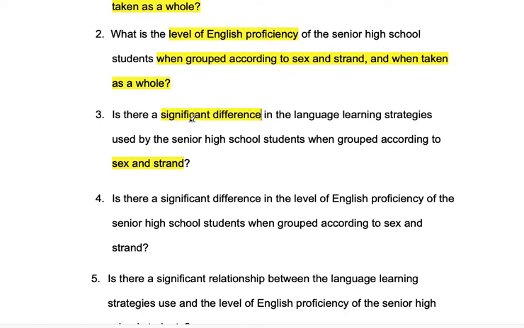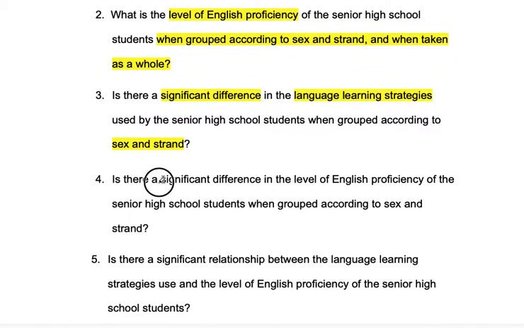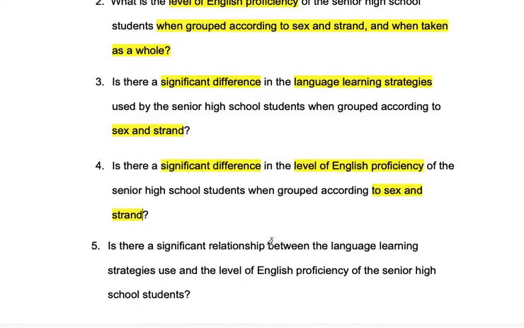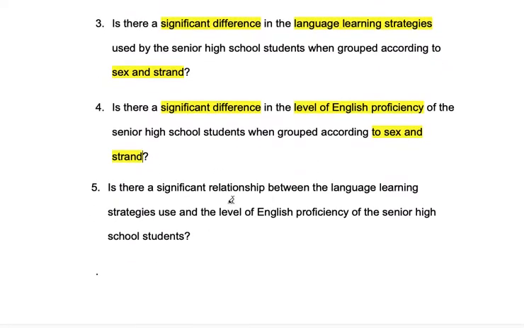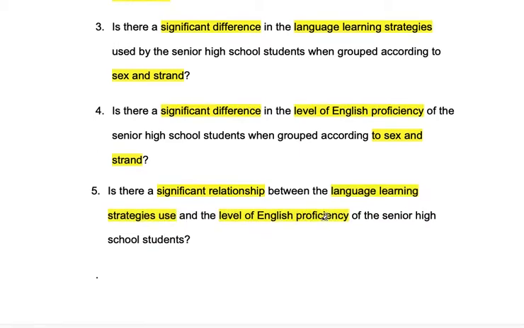So meaning, we are to determine the language learning strategies used and its significant difference based on sex and strand only, not as a whole. So do the same significant difference in the level of English proficiency based on the same variable. And of course, for the relationship, we are trying here to test for the relationship between language learning strategies and our another variable, level of English proficiency.